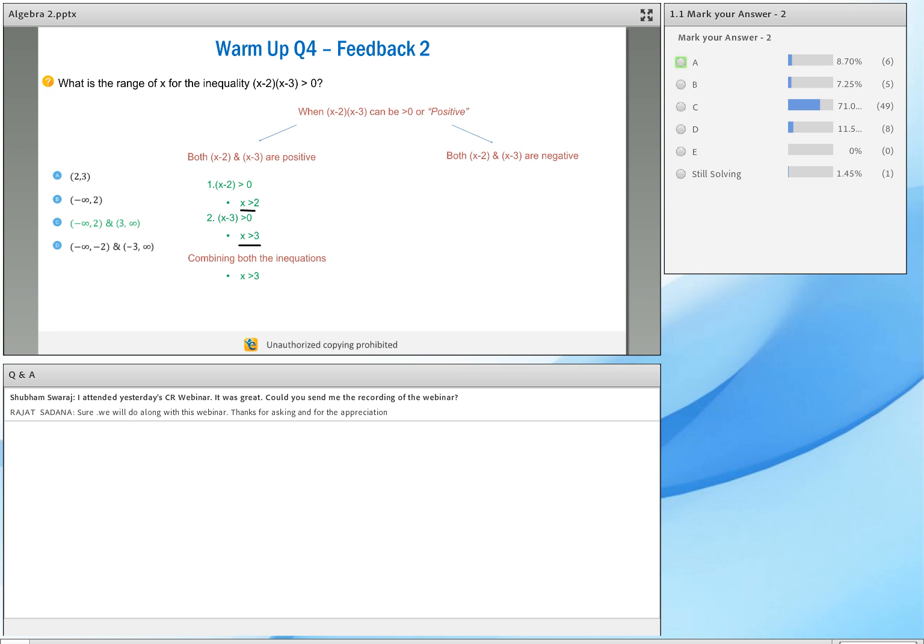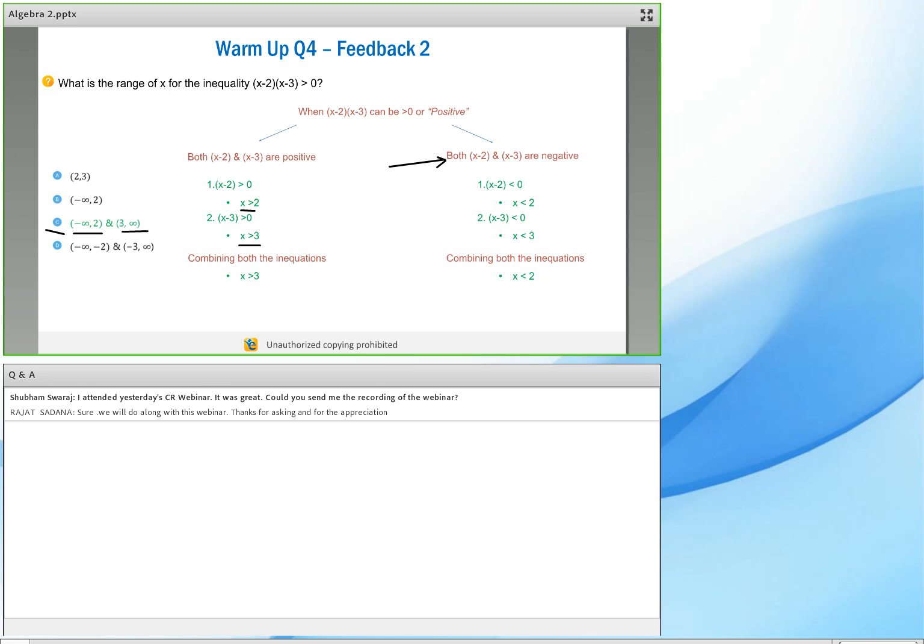Now, same way, the product is positive when both x minus 2 and x minus 3 are negative. And when are both of them negative? When x is less than 3, or x is less than 2. I'm sorry. So essentially, when you look at the solution, x is either between minus infinity and 2, or between 3 and infinity, which makes choice C the correct answer. About 71% of you got it right, which means you have the basic foundation to get this right.